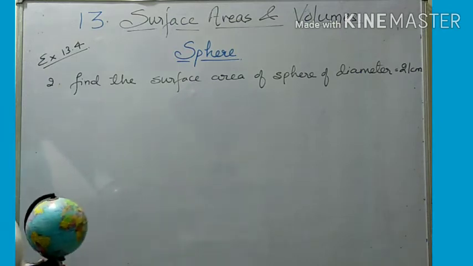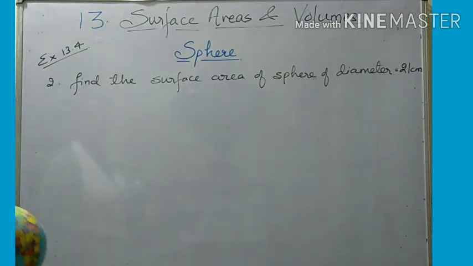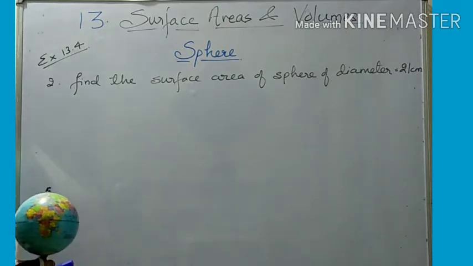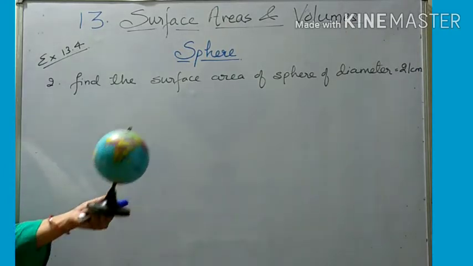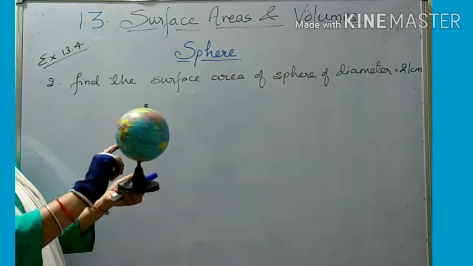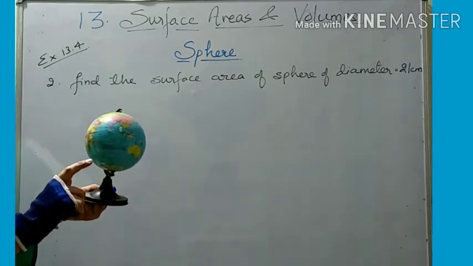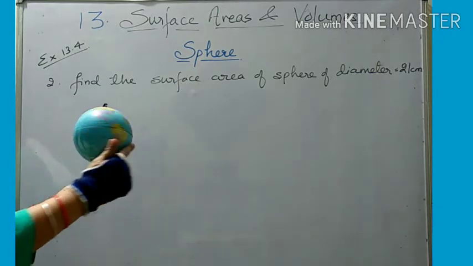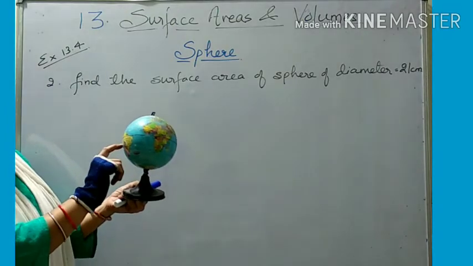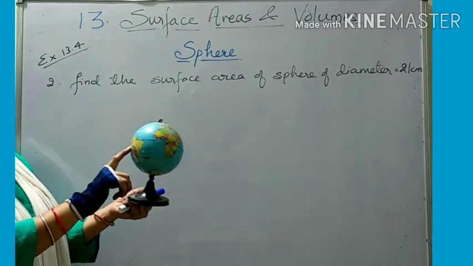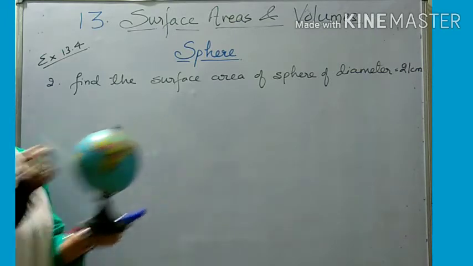Let us start exercise 13.4, question number 2. Find the surface area of a sphere of diameter 21 centimeters. Now, this is your sphere. And what do we have to calculate? We have to calculate the surface area of this sphere. And the diameter of this sphere is 21 centimeters.